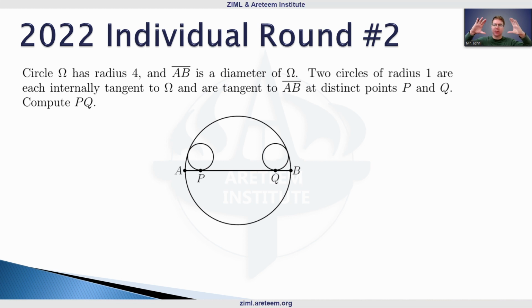We have a bigger circle with a radius of 4. We have a diameter. We have some smaller circles of radius 1. Everything's tangent. They're tangent to the diameter AB. The circles are tangent. And the question here is trying to determine PQ. Now, this isn't anything special for ARML, but just general problem-solving strategies here.